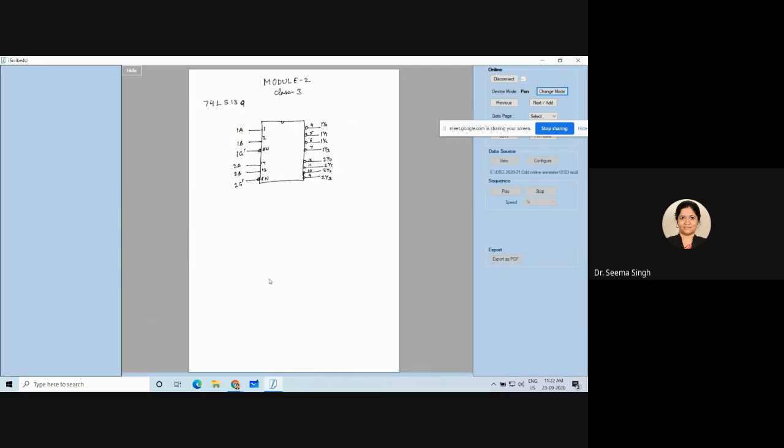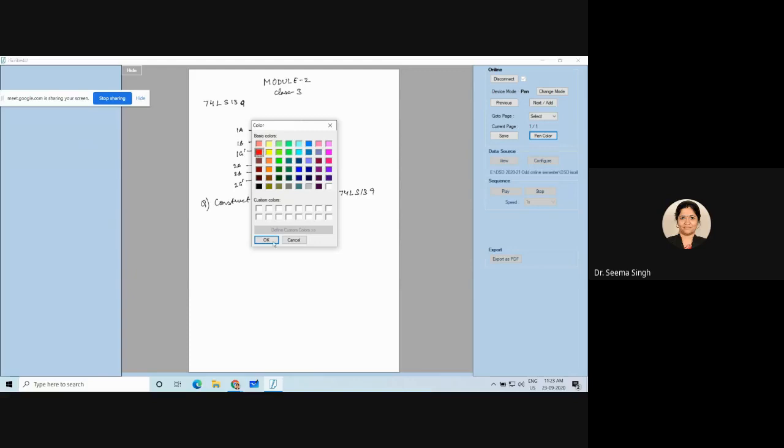Okay. Now, can you see on your screen? I had asked you a question: I want you to make a 3:8 decoder using 74LS139. So what was the question? The question was: construct a 3:8 decoder using 74LS139. If somebody has done it, can let me know. Anybody could do it or not? Say yes or no.